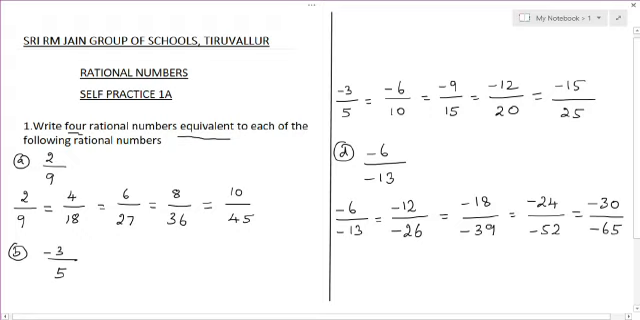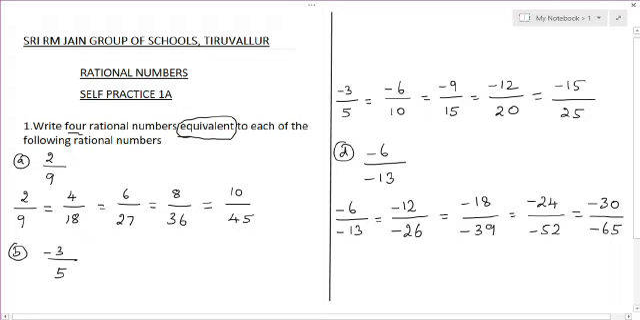So to find equivalent rational numbers, we have to multiply the numerator and the denominator of the given rational number with the same number. Since they have asked 4 rational numbers, in the first sum it is 2 by 9. First I have multiplied it with 2: 2 2s are 4, 9 2s are 18. Next 2 3s are 6, 9 3s are 27. Next 2 4s are 8, 9 4s are 36. Next 2 5s are 10, 9 5s are 45.